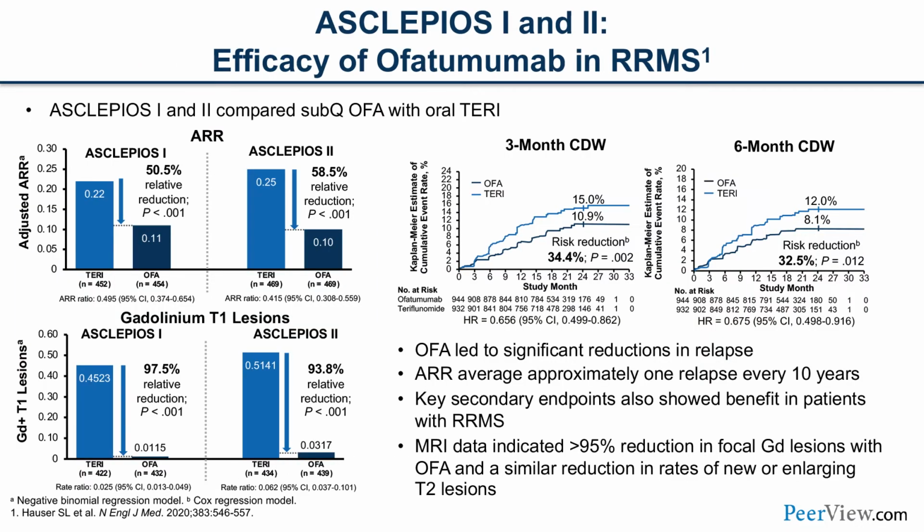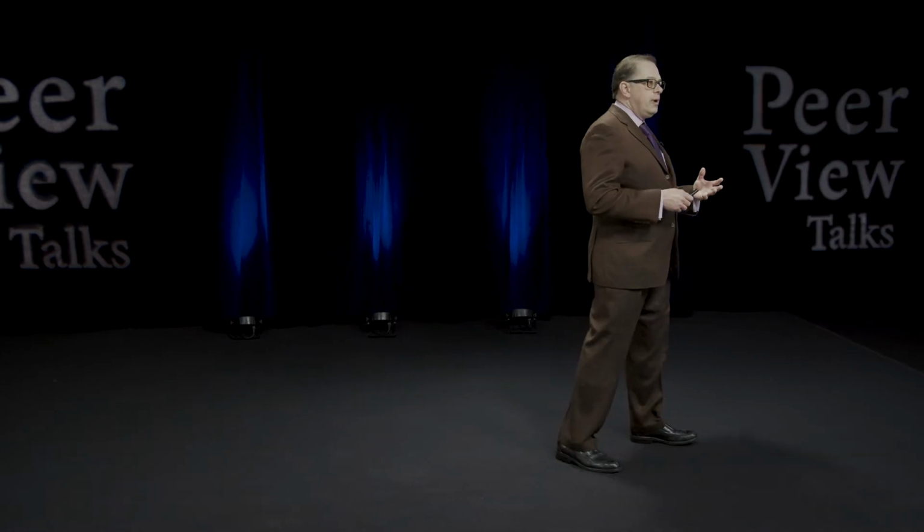So in Asclepios 1 and 2, there were also robust effects favoring Ofatumumab over teriflunomide in terms of relapse prevention, new lesion formation, and confirmed disability worsening. There is also an effect in terms of confirmed disability improvement. Now, we have some long-term data as well from Asclepios, where individuals treated with Ofatumumab over the long term have fewer relapses, have ongoing benefits in terms of disability worsening, and have relatively low rates of adverse events and serious infections as well. And so we know that this product can be used safely over the long term.